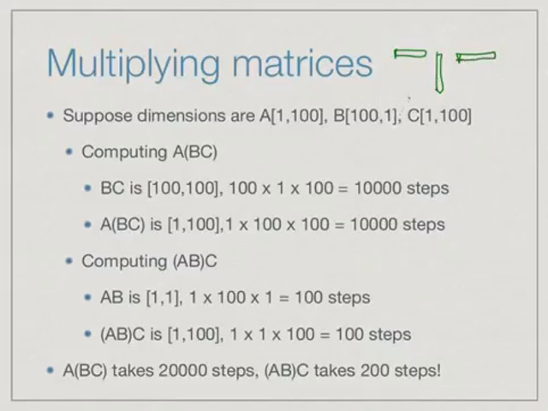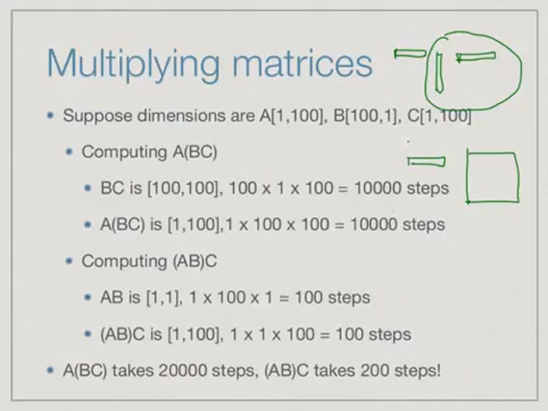Now when I multiply B times C, I get something which is 100 into 1 into 100, so we get an output which is a 100 by 100 matrix. That has 10,000 entries, so it's going to take us 10,000 steps. Now when I multiply A by this, I get 1 into 100 into 100, that's another 10,000 steps. So if I do A after I do B C, then I do 10,000 plus 10,000, so I do 20,000 steps.